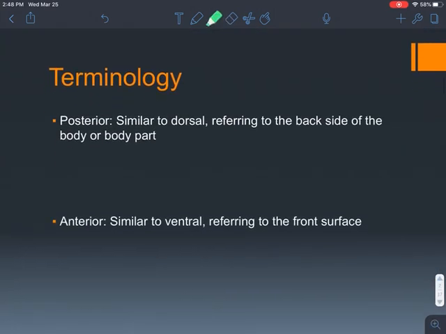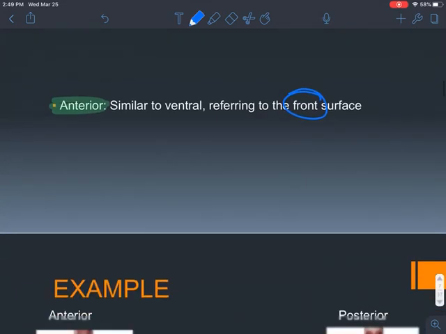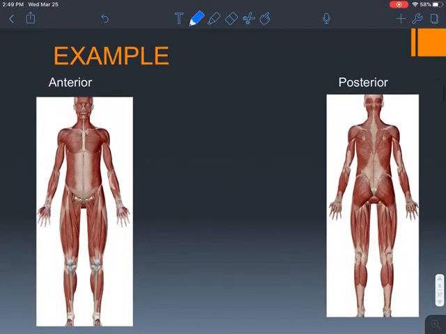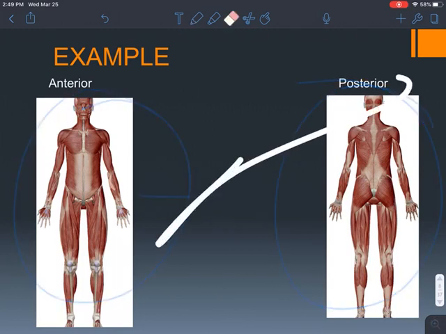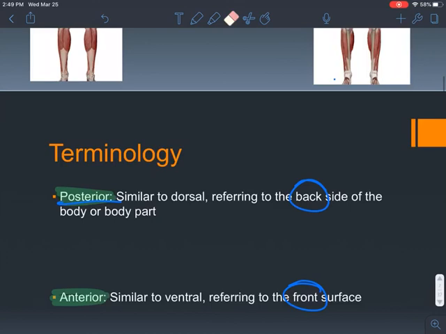These next two are the exact same as dorsal and ventral, just different words. So posterior is back, anterior is front. Okay, posterior, back, anterior, front. Did I give you any examples here? Yep, anterior, front of the body, back of the body. Not too hard there, right? Hope we got that one.